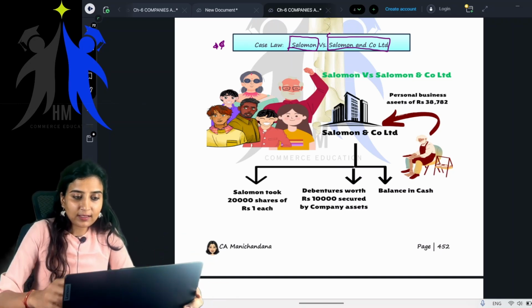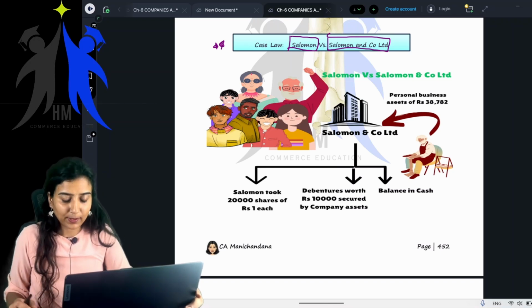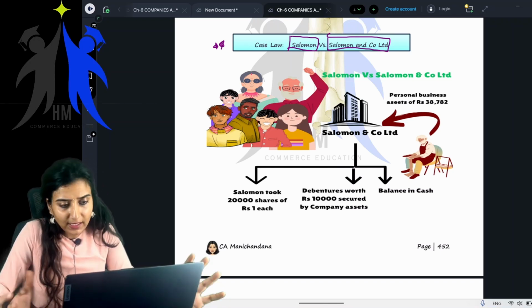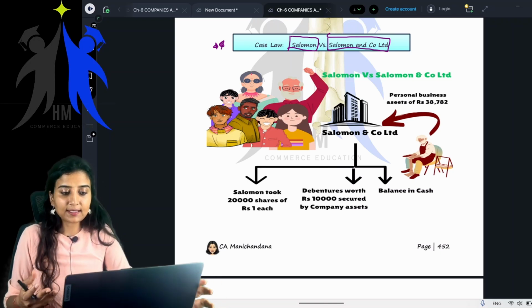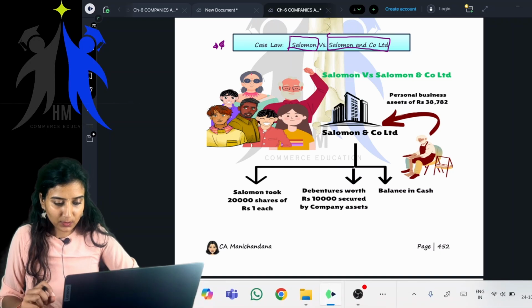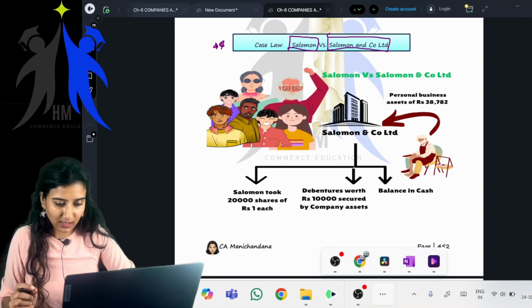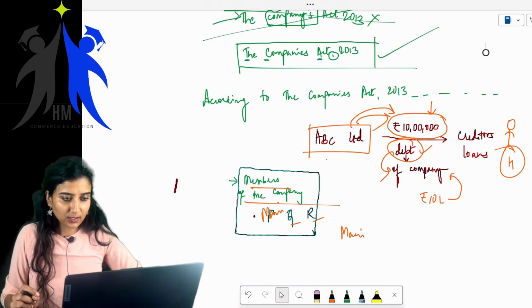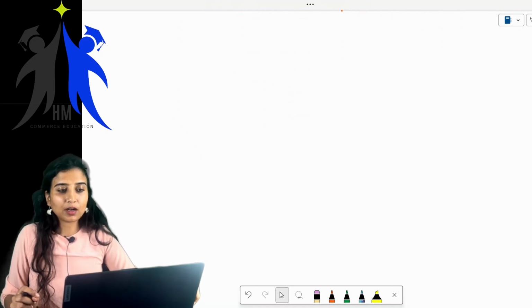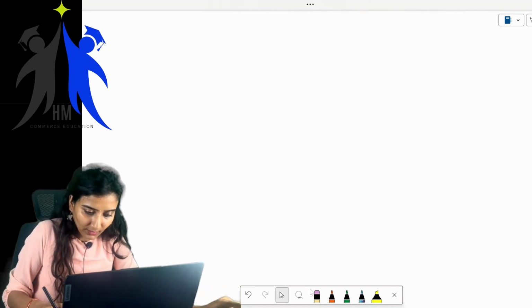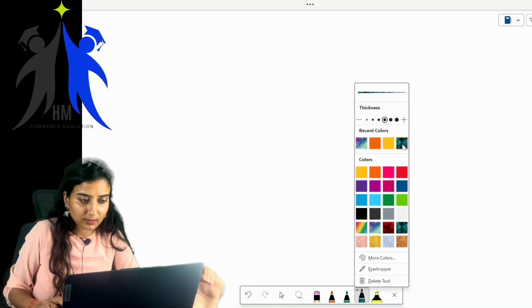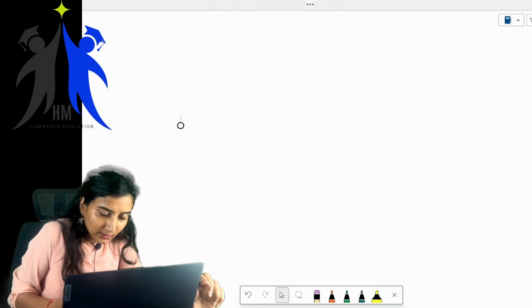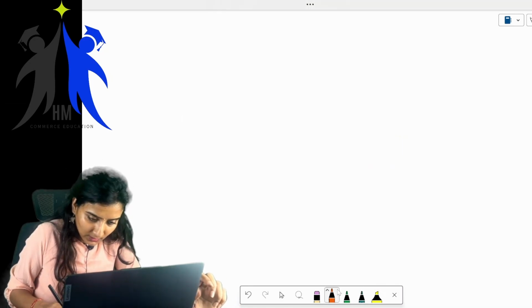Okay, let's discuss the facts of the case. What actually happened? Even before we discuss the facts of the case, I just want you all to know what shares and debentures are. I'll just explain briefly what shares and debentures are so that it will be easier for you to understand the concept. Students, what do you mean by shares?